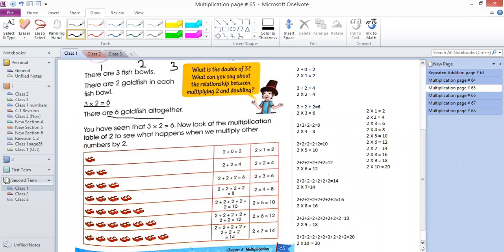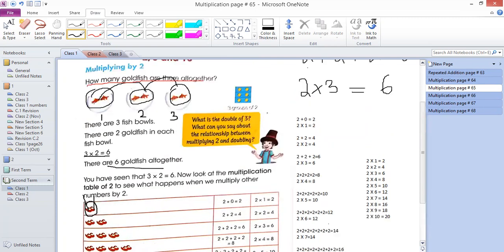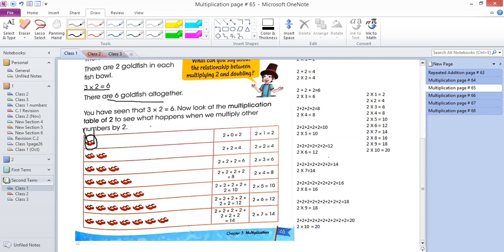So these are the number of groups of fishes. If you look here, this is only one group of fish, and in this group there are 2 fishes. So I can say that there are total 2 fishes, or I can say that there is only one group, so I can say 2 plus 0, or I can say 2 multiplied by 1.